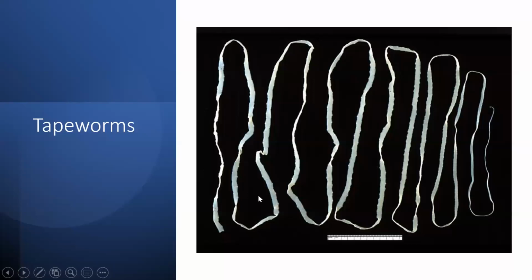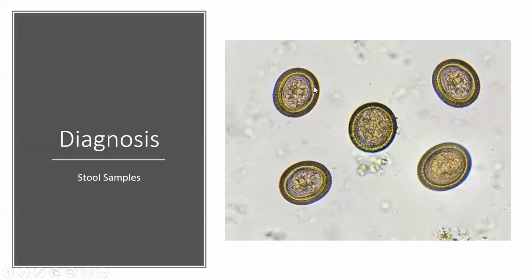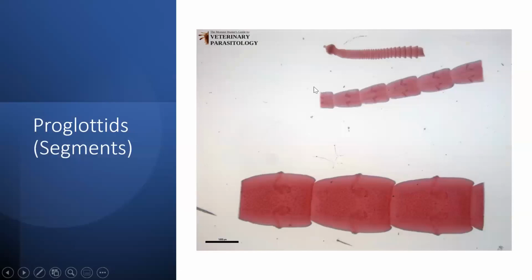Then there's tapeworms. These are segmented worms, and they have a couple of interesting structures that are worth talking about. They've got this scolex head, right? So you've got these little spikes. These things will help attach to the intestinal walls. I went a little bit out of order, sorry. So then we've got these proglottid segments. These can be released in the feces.